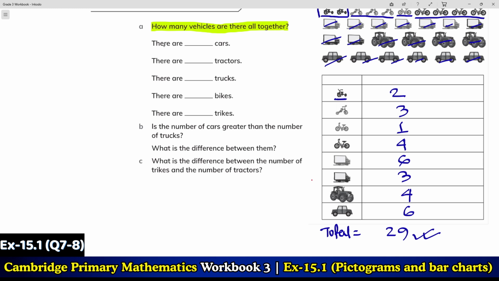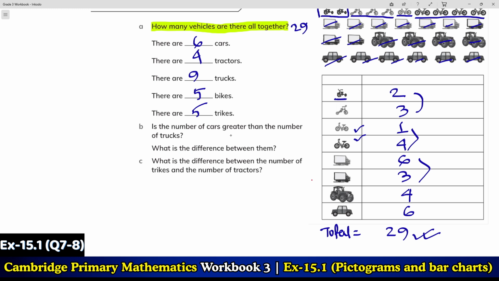Now our first question: how many vehicles are there all together? It's 29. There are 6 cars, there are 4 tractors, and how many trucks? Together it means 9 trucks. How many bikes? Look, this is a bike, this is also a bike, it means 5. There are trikes, it means 5. Okay, very simple.